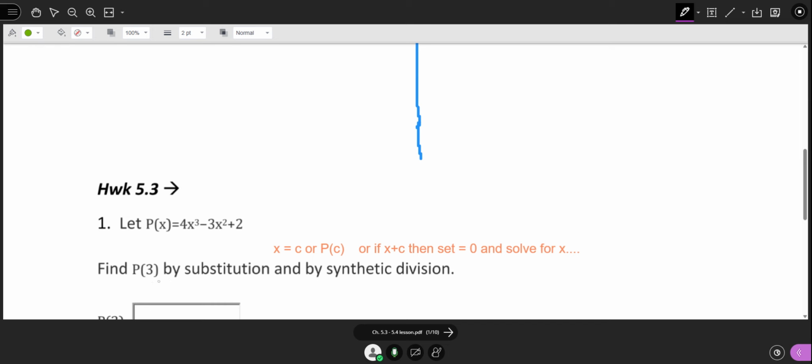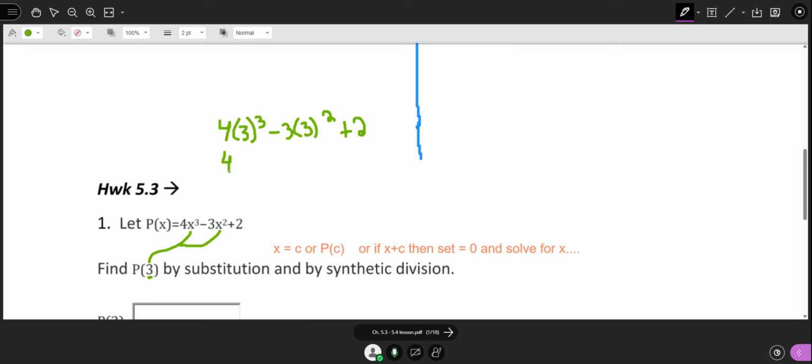Now, number 1 on your homework says either by substitution or synthetic division. By substitution, you literally, everywhere there's an x, you put that number. Okay? So I could say 4 times 3 cubed minus 3 squared plus 2. So literally replacing all x's with that x value. It's called substitution.